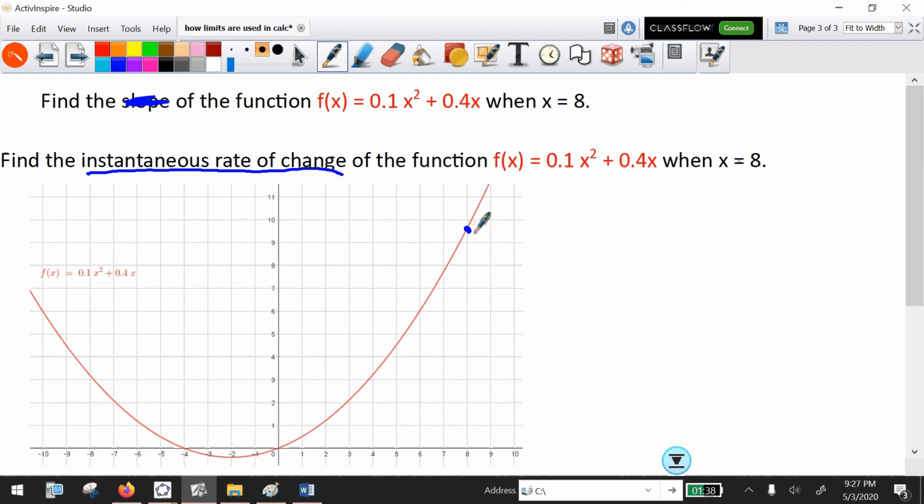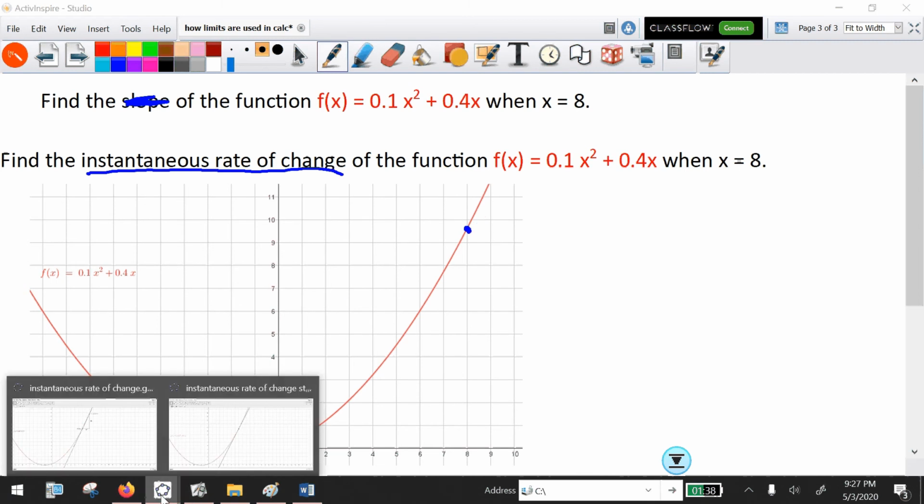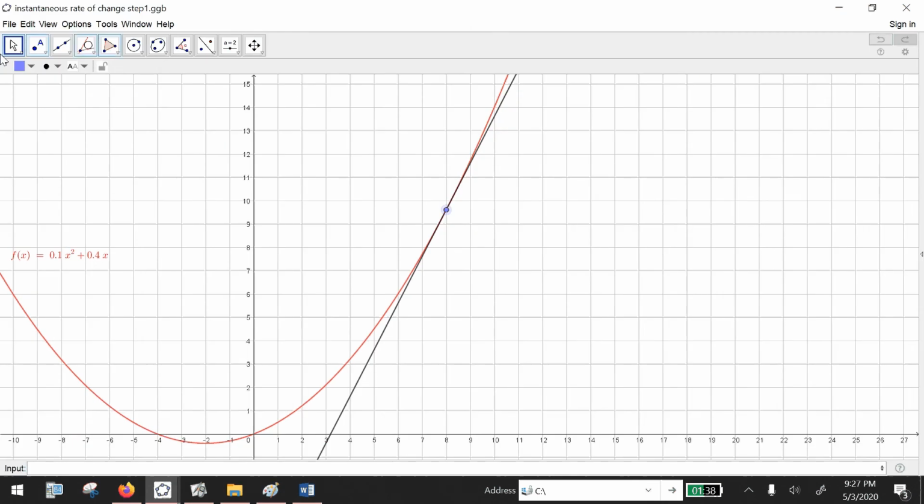I graphed the function in GeoGebra, and here it is. And I constructed what's called a tangent, which is a line that touches this function at only one point. You could see that as I move this point, this tangent, along my function, the slope is changing the entire time. As x increases, the slope also increases, right? And we're supposed to figure out the exact slope at the point x equal to 8.